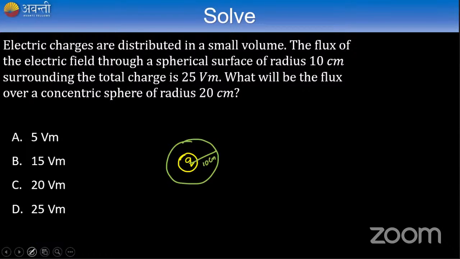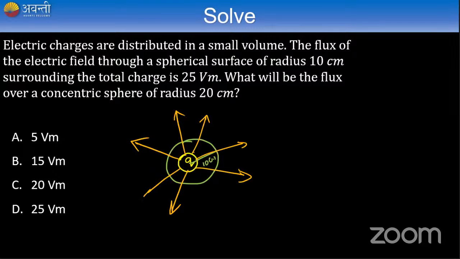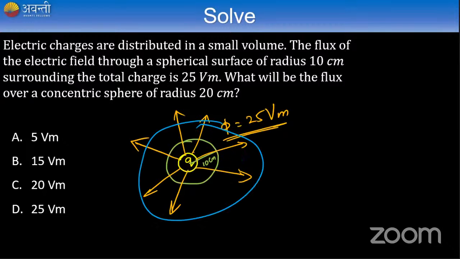Since the electric field is emerging out of this charged surface, I get electric fields in all directions. Now, the electric flux experienced at the 10 centimeter sphere is 25 volt meter. Now, if I keep the same system inside a 20 centimeter radius sphere, what is my flux in this case?